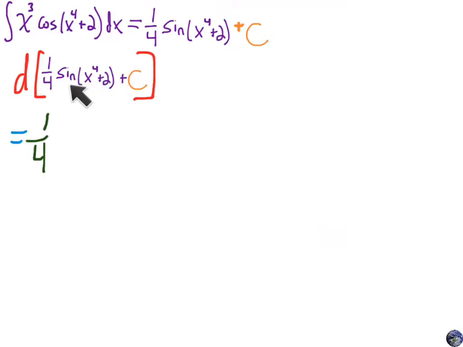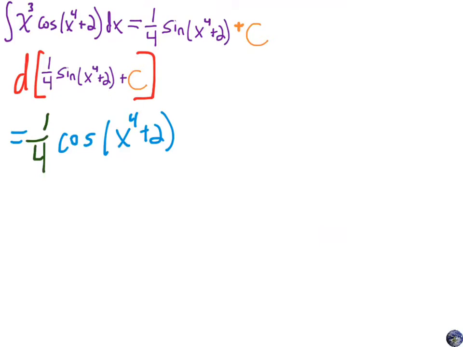And next we have to take the derivative of the sine of a formula. Well, what's the derivative of sine of a formula? According to the chain rule, you take the derivative of the outside part, keeping the inside the same. So let's go ahead and do that. Derivative of sine is cosine. We keep the inside the same, so still x to the fourth plus 2. But we're not done yet because, according to the chain rule, after you take the derivative of the outside, keeping the inside the same, you still have to multiply by the derivative of that inside.